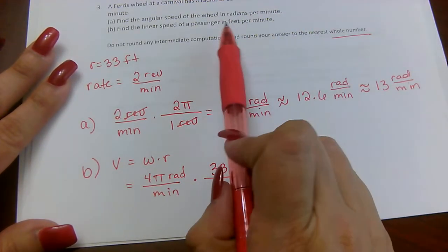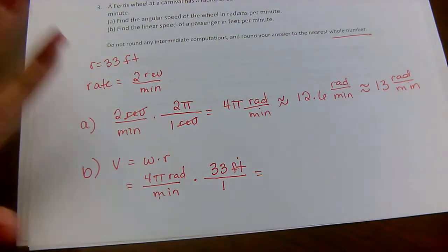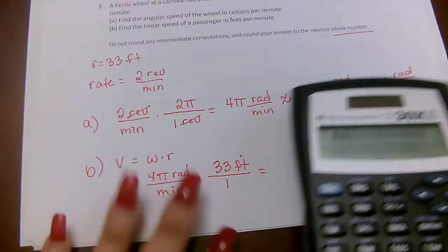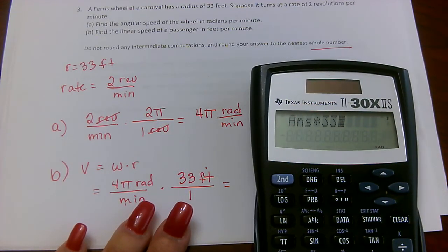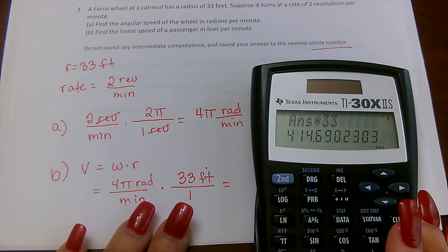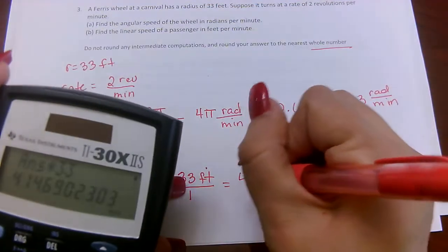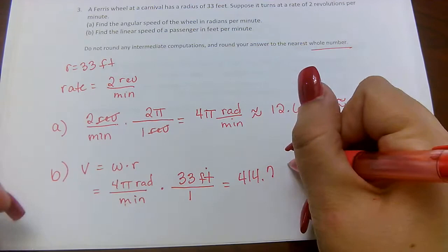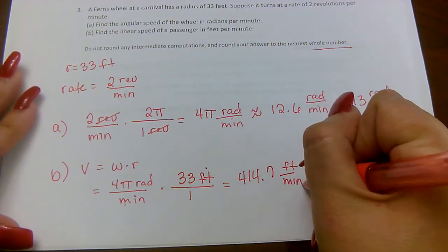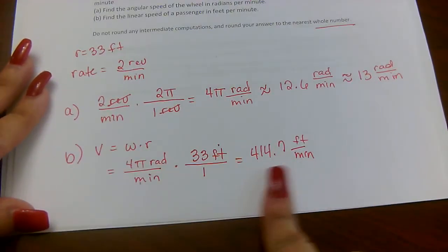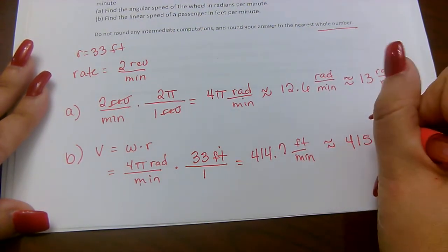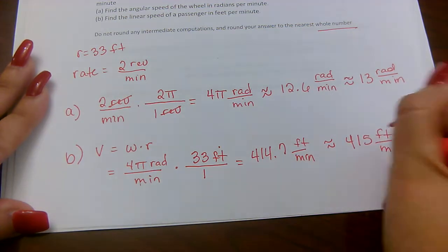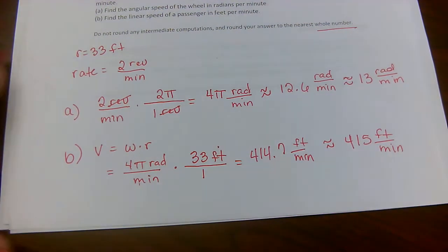Okay. It is in feet per minute. Here I have feet per minute. So then I can just take my value that I had before, which is here, and times the 33. Okay. So now I get 414.7, and this is feet per minute. But then again, it says to the nearest whole number. So I'm going to round this up and say it's 415 feet per minute. Okay. And then that'll give you the answer to that particular section.